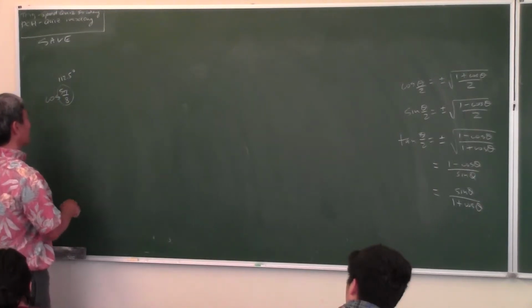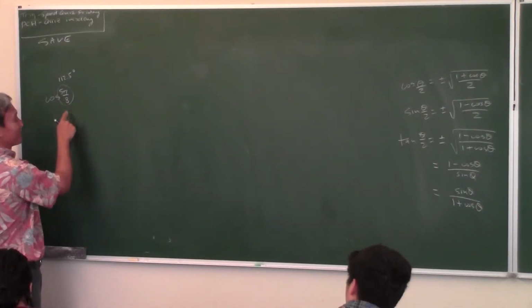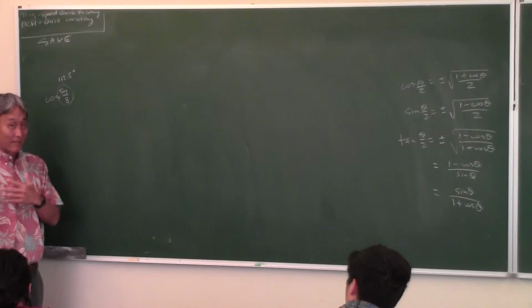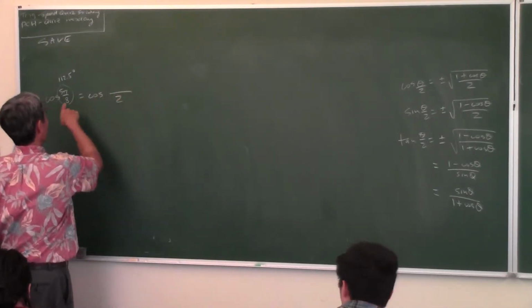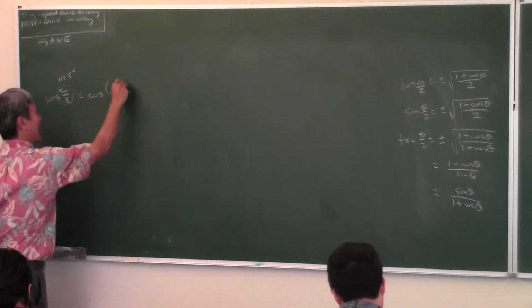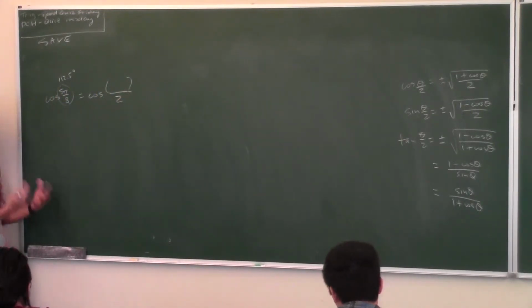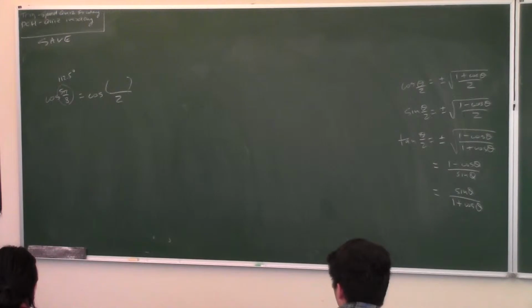In fact, a hint would be anytime you have over 8, you're going to have to use a half angle identity. Okay? So, this is what you do. Is 5 pi over 8 half of an angle that I do know? 5 pi over 8, that's half of what?